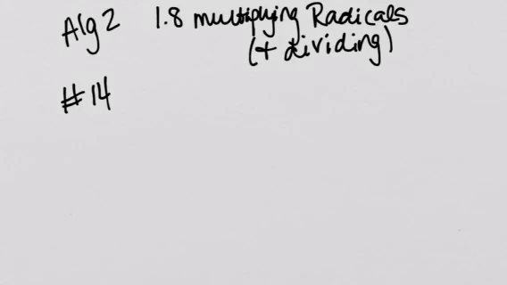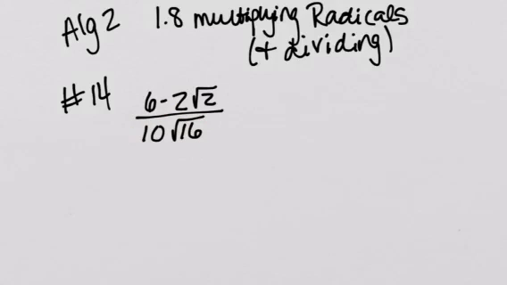Okay, lesson 1.8, multiplying and dividing radicals. This one's going to be number 14 on your homework. Okay, so what I have here is in the top I have a binomial because it has two parts to it, and in the denominator I have a monomial.